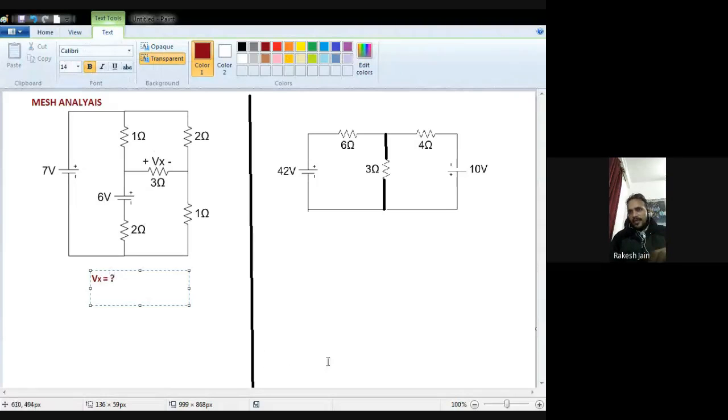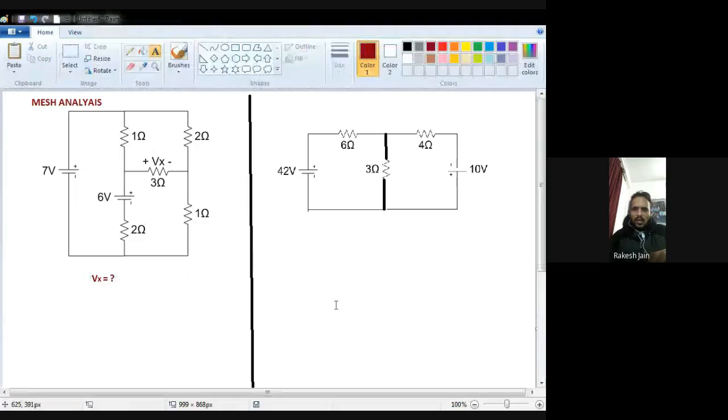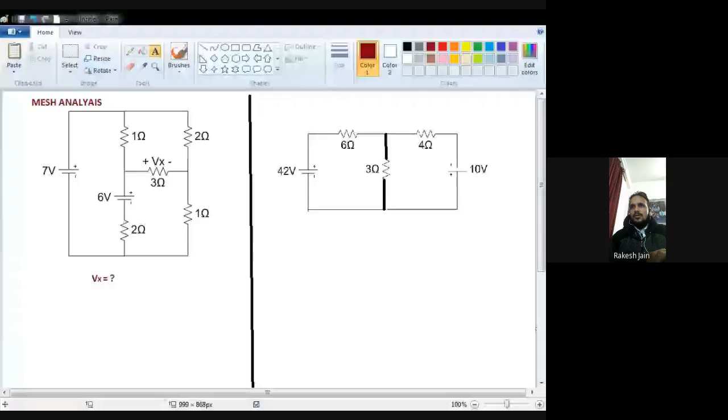And in the second numerical, let's suppose our question is... it is not clear, so I will come with another image so it will be clearer. Kindly wait.